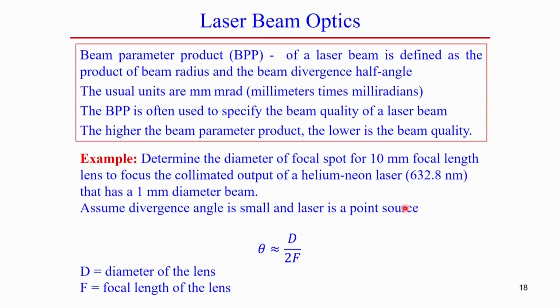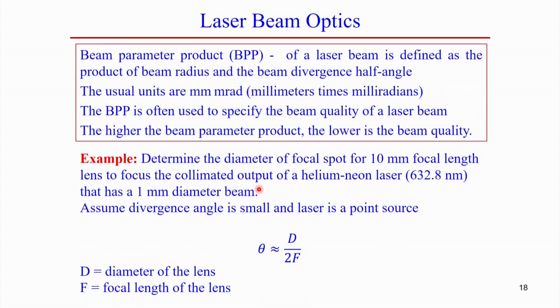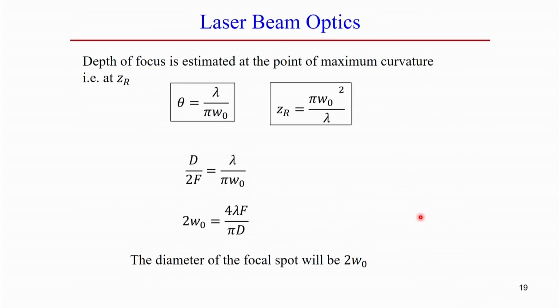To solve this we can find the beam divergence half angle in terms of the focal length f and the diameter D of the lens. So, theta can be estimated as D by twice f, where D is the diameter of the lens and f is the focal length of the lens.